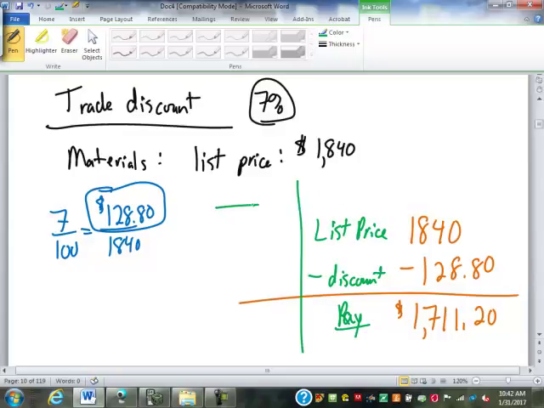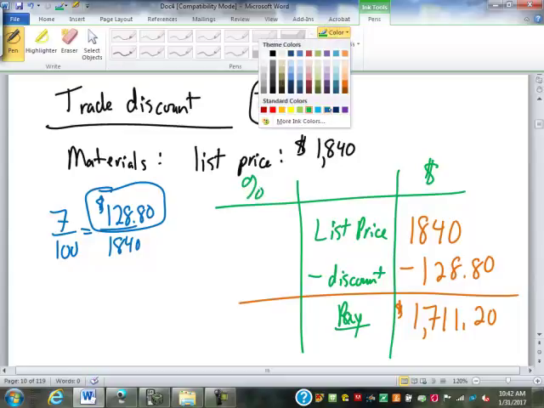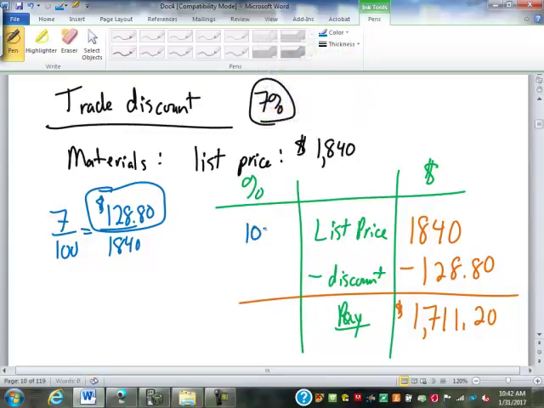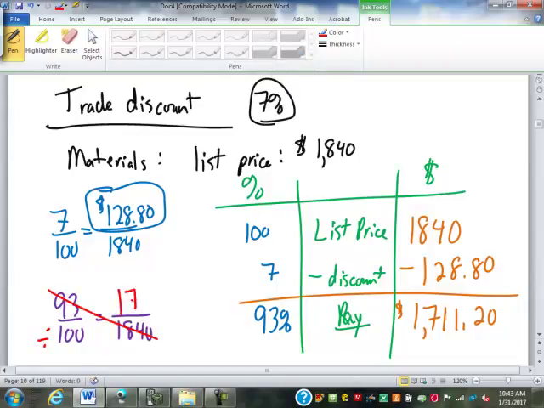Well, just like before, each of these numbers is described by a dollar amount, but it's also going to be described by a percent. The list price is the full amount, 100%. The discount here was 7%, which means you paid 93%. So what we could have done there, instead of finding 7%, we could have found 93%, 100 minus 7, of the 1,840. And then when we cross multiply and divide it, it would have given us the $1,711.20. Does that make sense?